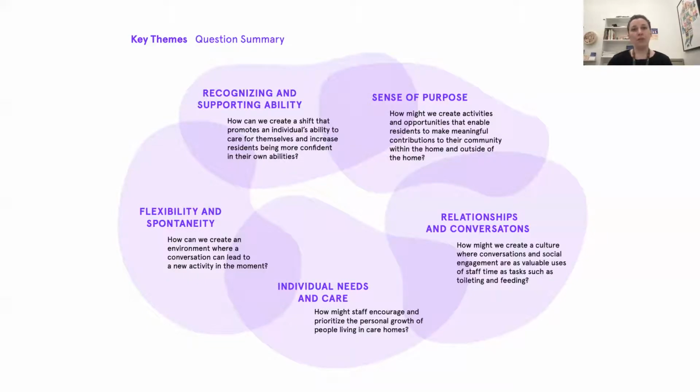And so what we heard through all of that work was that good care is about recognizing and supporting ability. It's about having a sense of purpose. It's about focusing on relationships and conversations. It's about individual needs and care. And it's about the capacity to have flexibility and spontaneity.